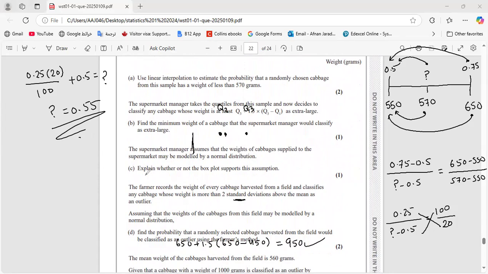The answer of C: yes, supports, because the box plot is symmetrical.